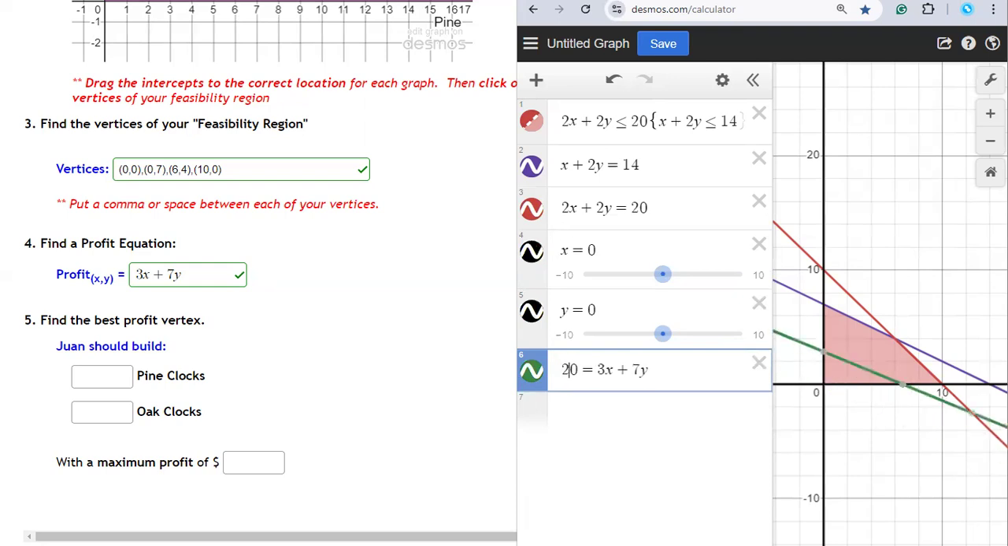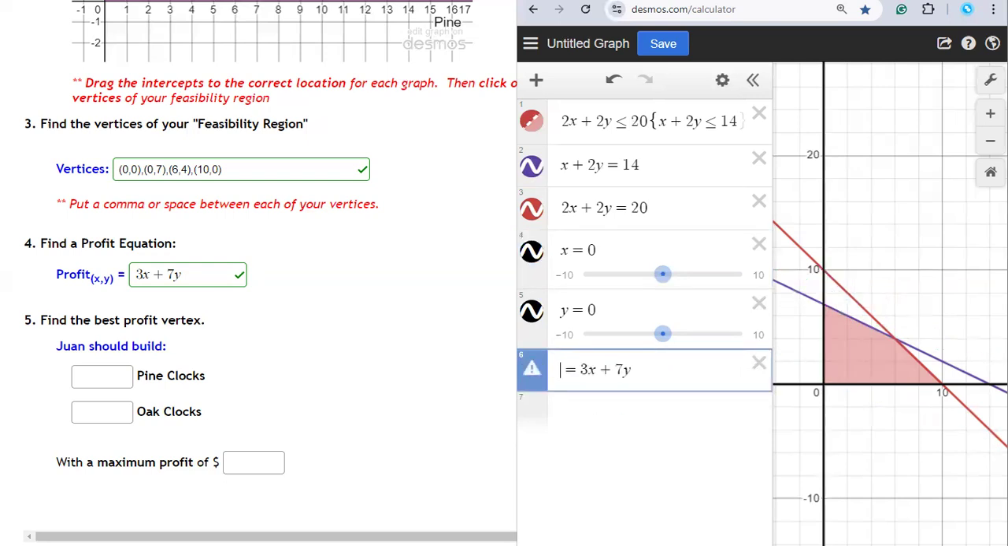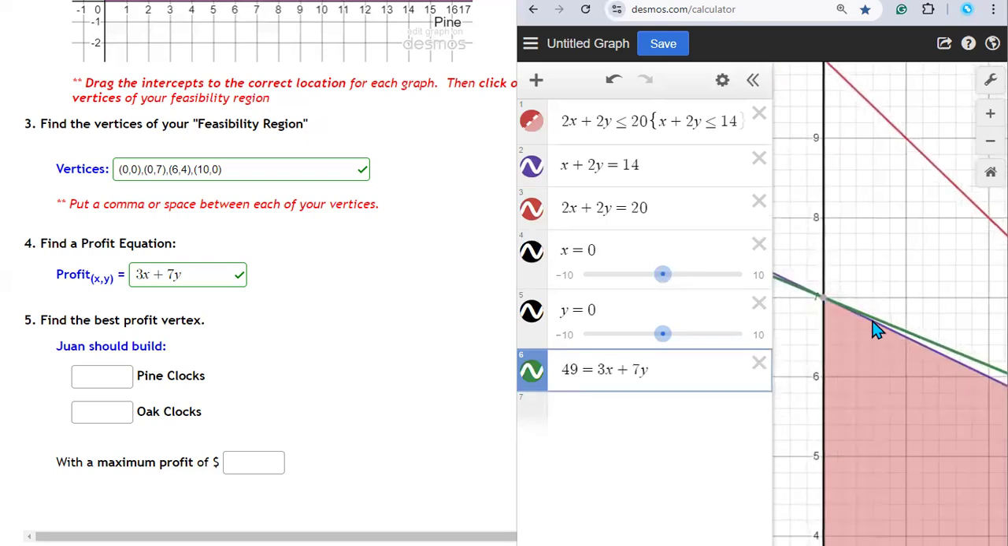As I keep raising the profit up, that green line gets pushed out. You can see this green line is flatter than this purple line. The green line slope is smaller than the red line and smaller than the purple line. So the optimal solution here is going to be this point, 0, 7. So if I back this down to say 49, it looks like 49 works, right? If I zoom in on this point, you can see that the green line is just touching this purple line at this intercept, 0, 7.